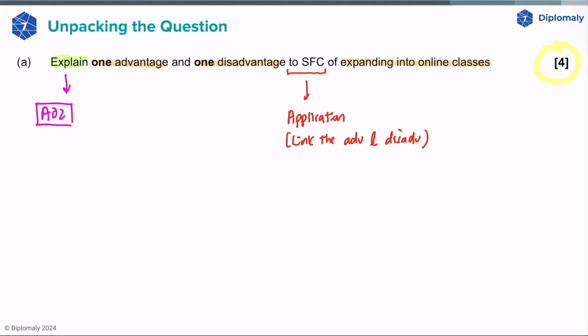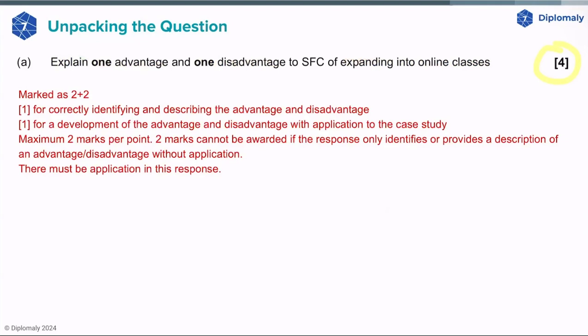So we're looking at the benefits and the costs for SFC, which currently operates physical outlet branches, with online classes. The way this is assessed, it's marked as a 2+2, meaning that you get 1 mark for identifying and describing the correct advantage point or the disadvantage point. And then the second mark comes from your ability to develop that advantage or disadvantage point with application to the case study.